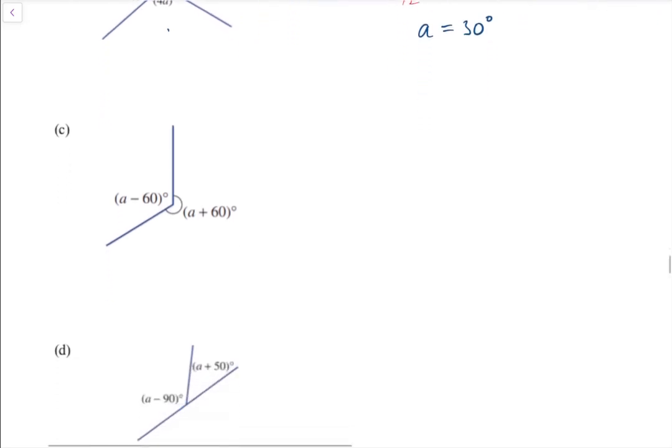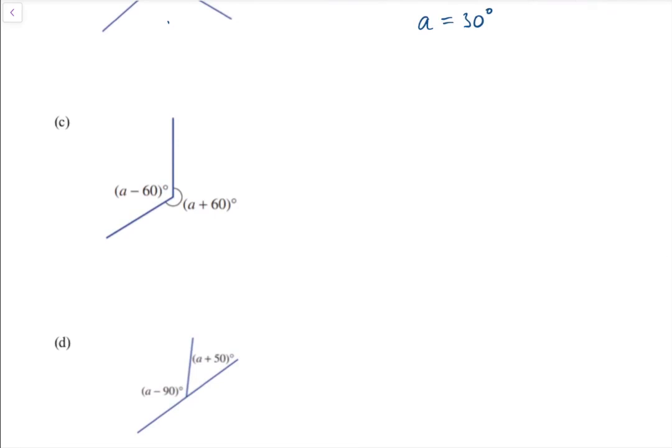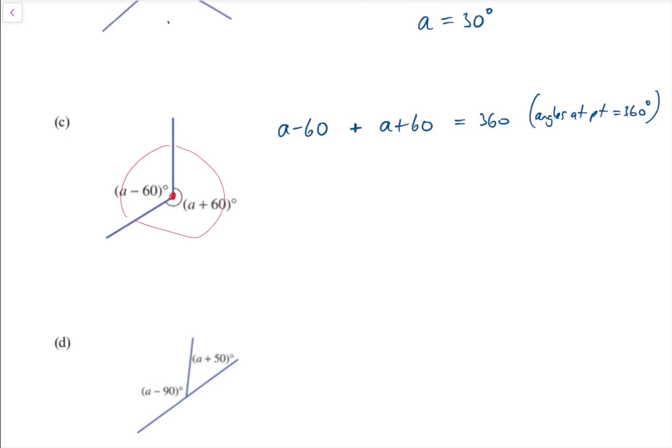With part C, I've got two angles, A take 60, and I'm going to add to that A plus 60, and they add up to 360 because angles at a point equal 360 degrees. There's my reason. There's the point that they meet at. There's one angle on one side and another angle on the other side, and they add up to 360 degrees.